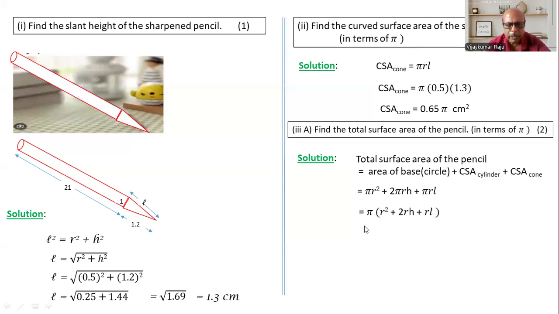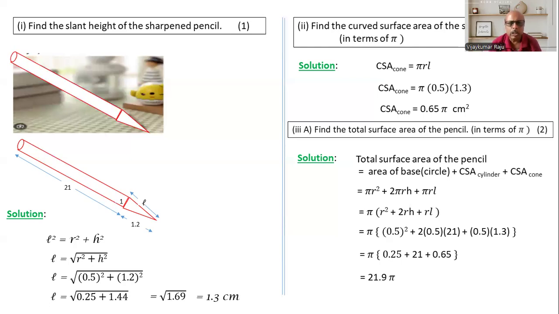Let's take out pi common because we want it in terms of pi. Let's not touch pi and just write the values. Put the values. R is equal to 0.5 square, 2 into R is 0.5, height of the cylinder is 21, plus 0.5 R into L is 1.3, which you calculated. Take the values. 0.5 square is 0.25. You multiply these 3, you get 21. Multiply these 2, you'll get 0.65. Add the 3, you'll get 21.9 pi. That is the total surface area of the pencil.